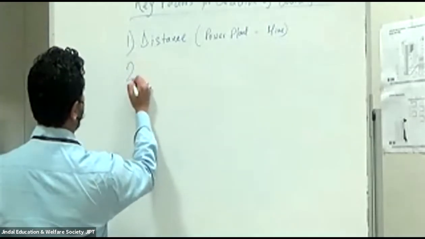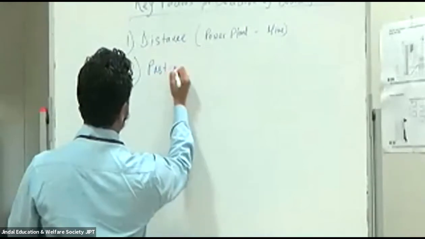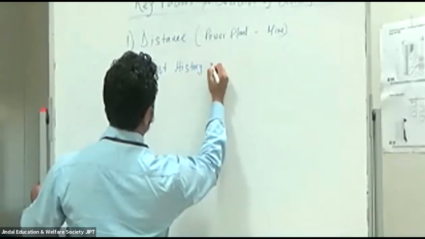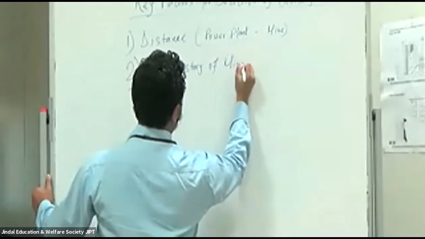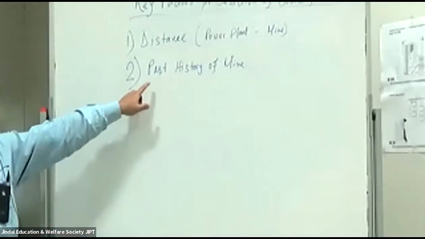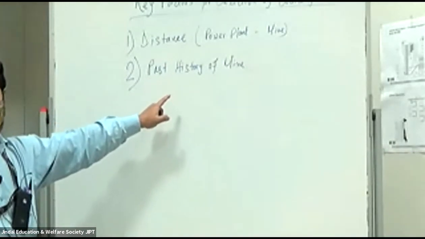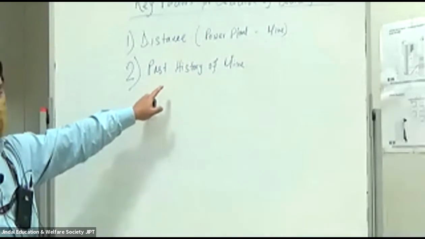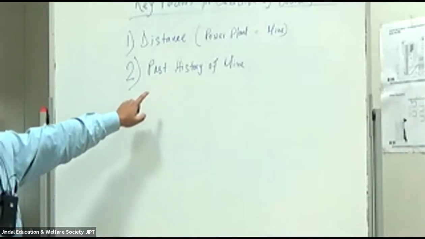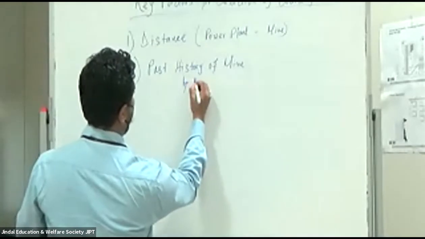Second, the past history of that mine. What quality of coal did we get in the past from that mine? What is the capability of that mine to provide uniform quality of coal? So here the sub factors are there.